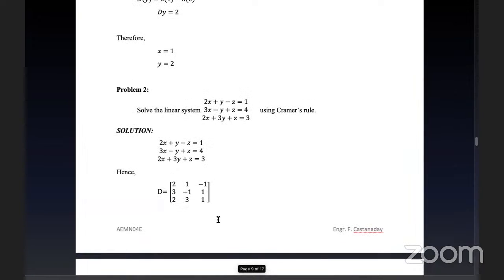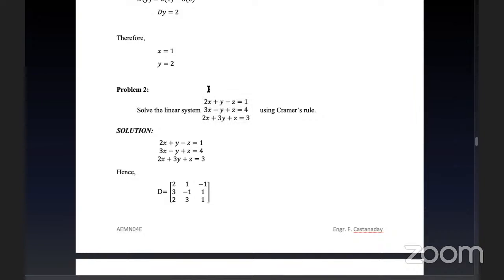Now for example number 2, we have 3 equations and 3 unknowns. X, y, z are the unknowns. Now we are to solve this system of linear equations using Cramer's rule. Okay, so first we are to write our coefficient matrix, and we can only form that by looking at the coefficients of these equations.